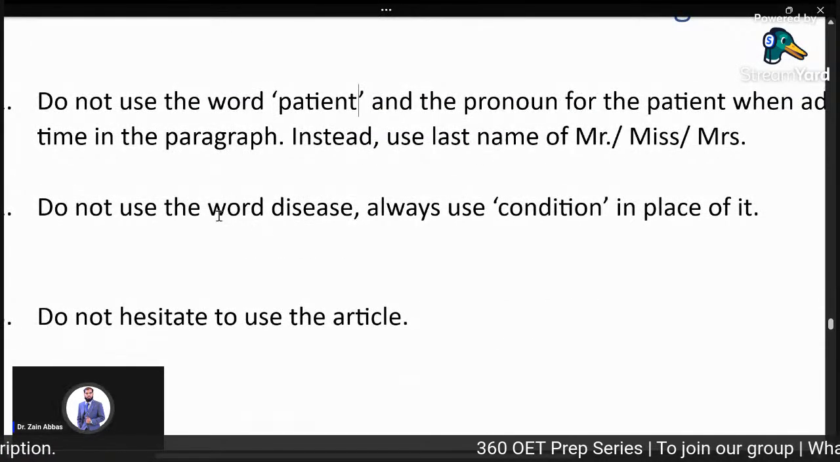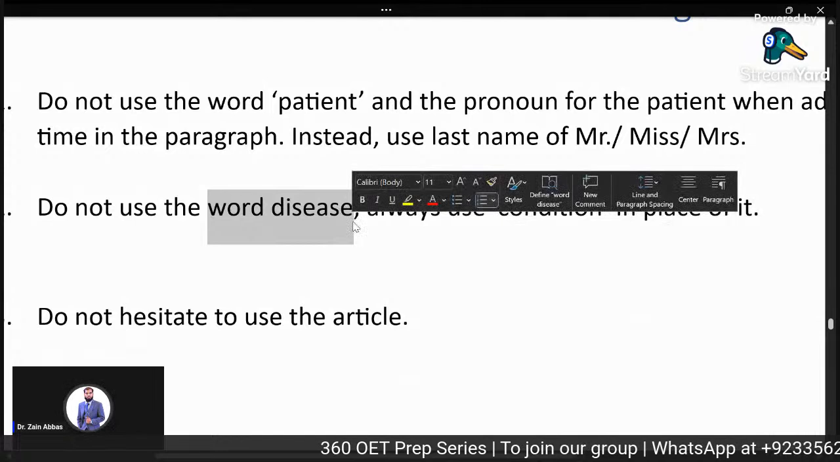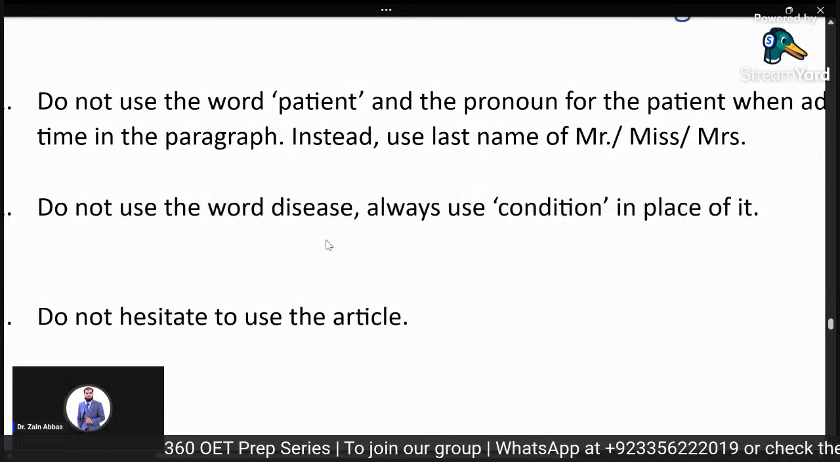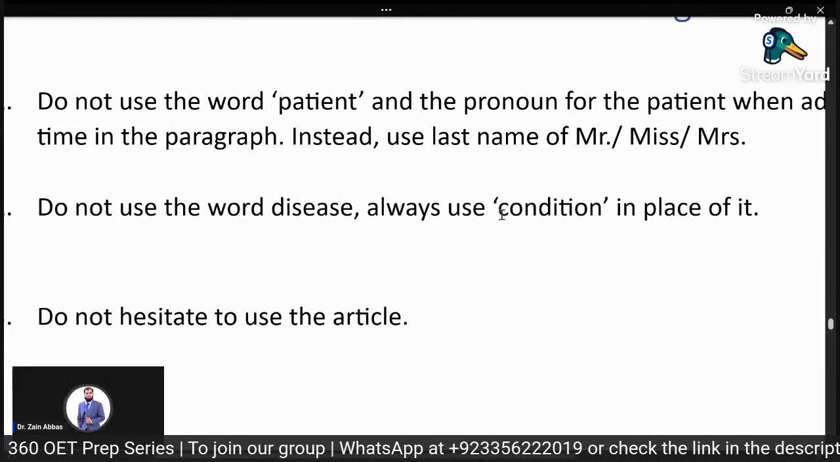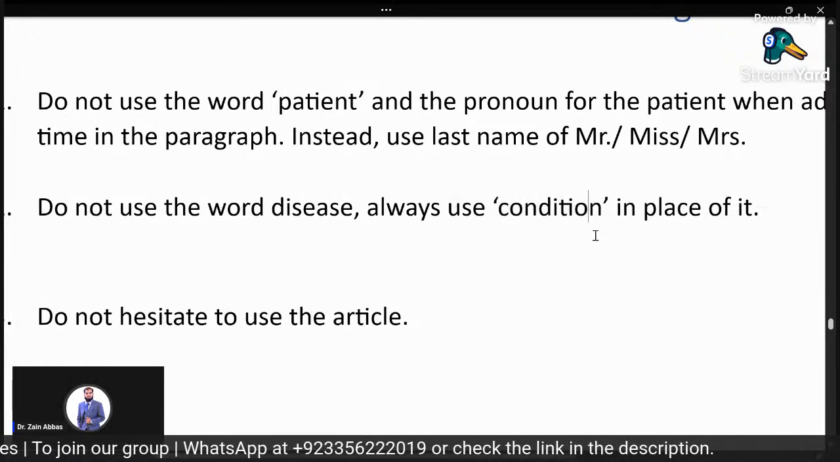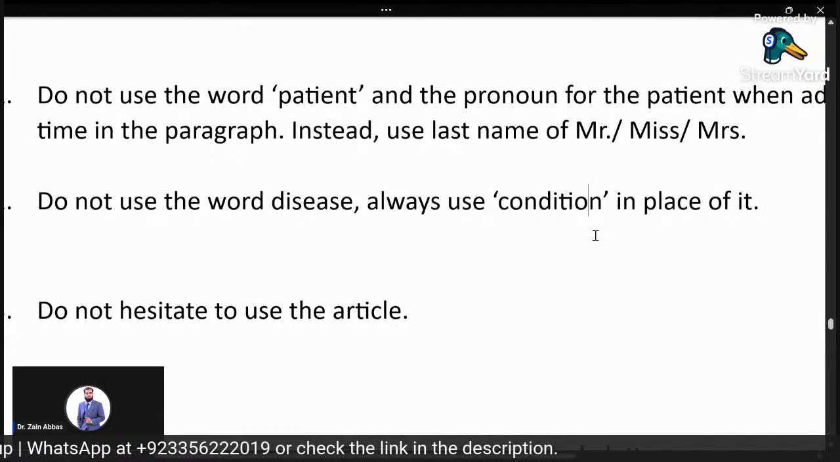Similarly, the other important point is, do not use the word disease ever in your writing or speaking. Always use condition in that place. It is more appropriate and formal.